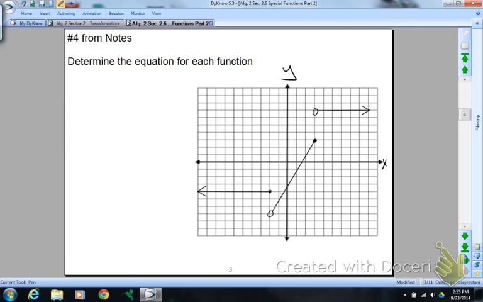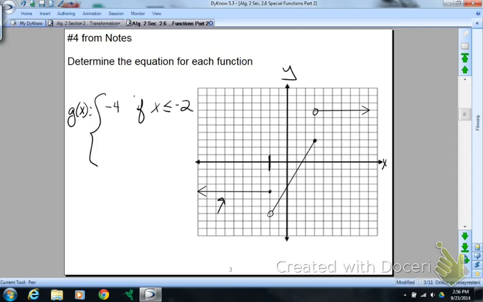You can call this f of x or g of x. I don't really care. I think in your worksheet it says g of x. This first graph right here is a horizontal line. Horizontal line is y equals, and it's 1, 2, 3, negative 4. Correct? So right here, I just put the negative 4. Now we have to state our restriction. What is our boundary? Right here at negative 2. So our boundary is x is less than or equal to negative 2.